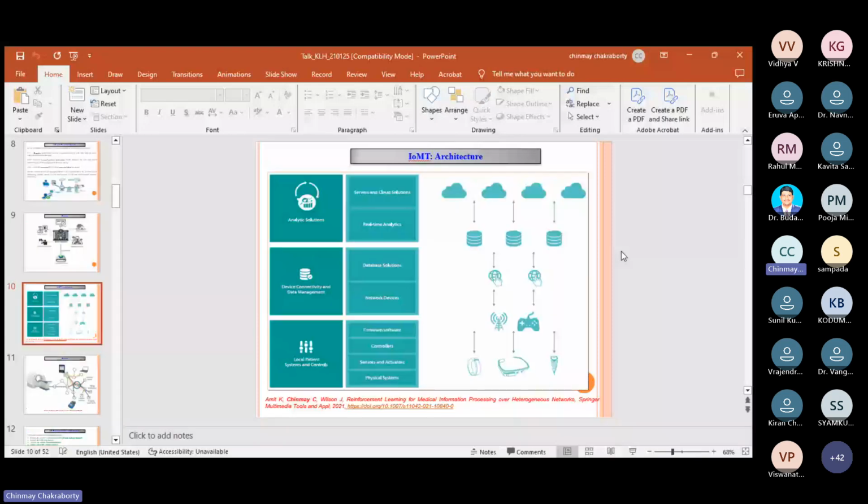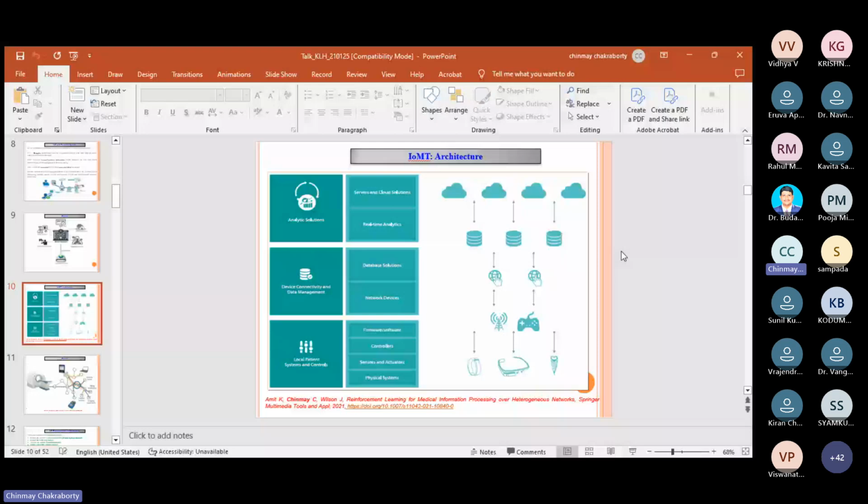This is basically the layering structure in the IoMT. That's the three-layer architecture. You can say one is your lower layer, that is the local patient system, where controls can be done. Another one is device connectivity and device management, which is highly recommended for managing your database solution and network devices also. Another portion, the upper layer, is known as the analytical layer.